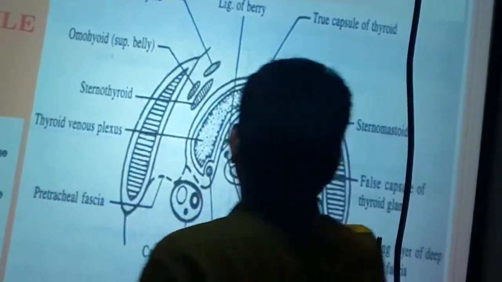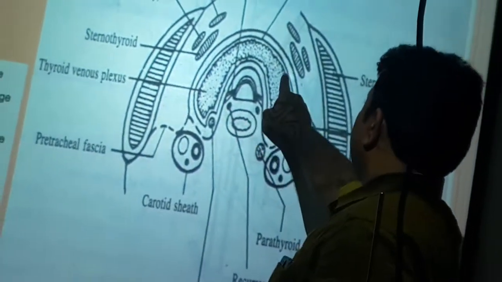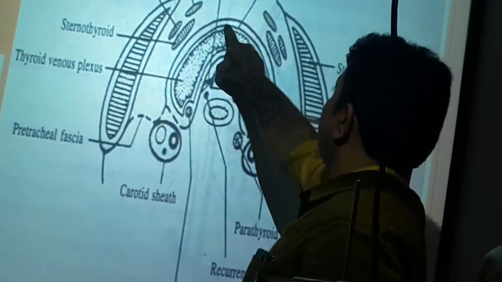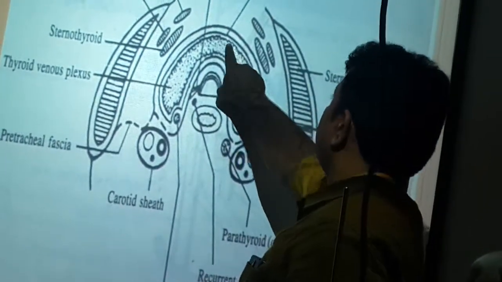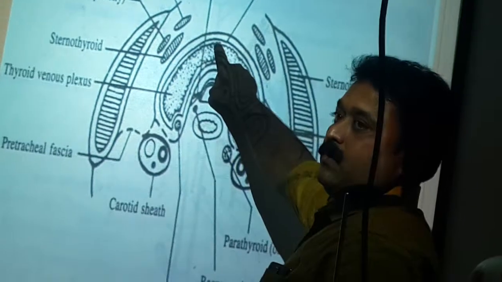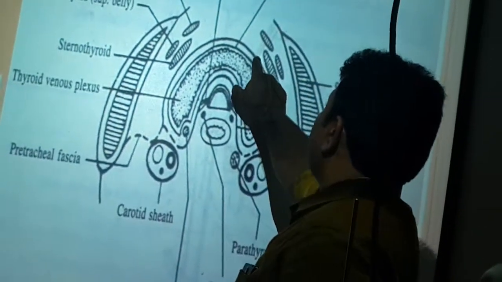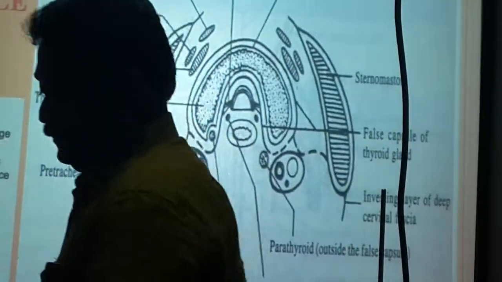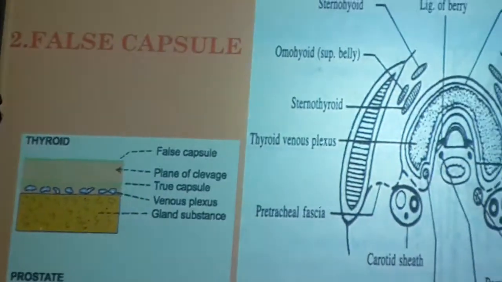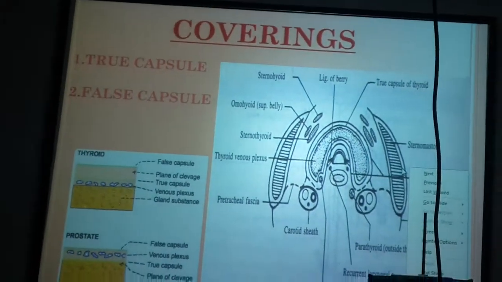See here. This is a glandular tissue. Immediately after this, there is one covering which covers the whole gland, so this is the true capsule. And this is the false capsule. True capsule, false capsule. This is about the capsule of thyroid gland.